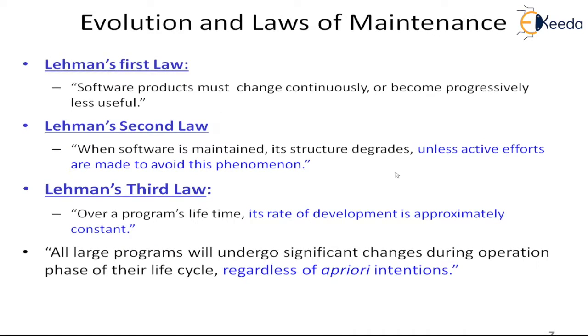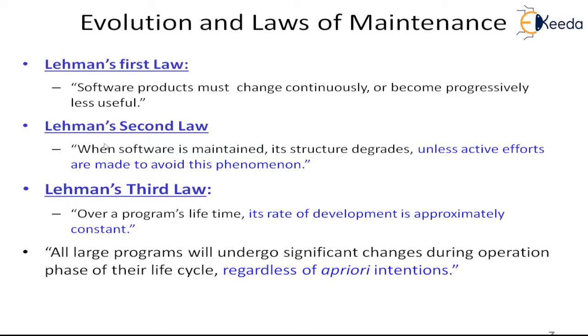Then Lehman has given some very good laws, very interesting to read. Software products must change continuously or become progressively less useful. If you don't change it and maintain it in a good, usable state, then what will happen? It will become, slowly, slowly, less and less useful, and it will be thrown away.